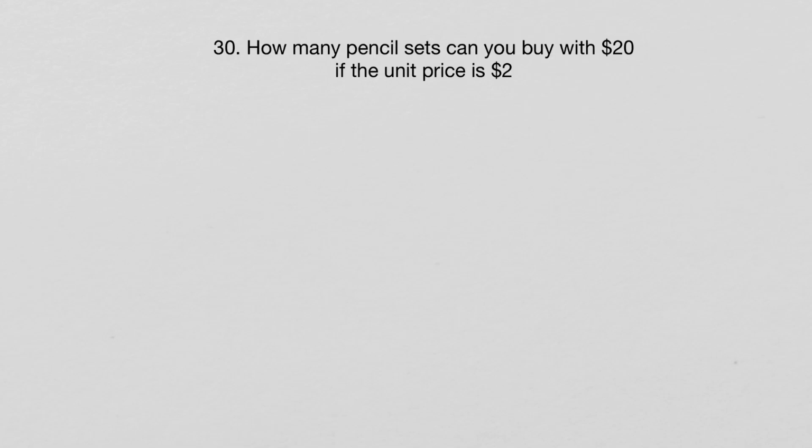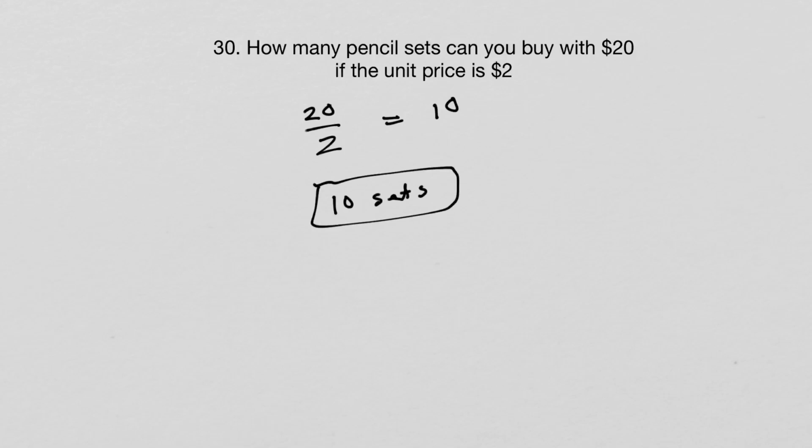Question 30. How many pencil sets can you buy with $20 if the unit price is $2? To find how many pencil sets, you just need to divide the 20 by 2. 20 divided by 2 is 10. So you can buy 10 pencil sets. Questions of this nature are not always this straightforward. We will look at complex ones later.